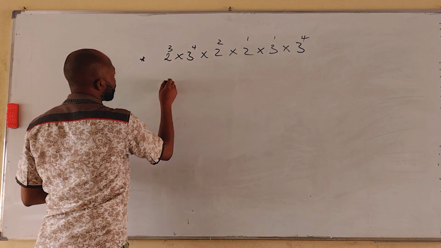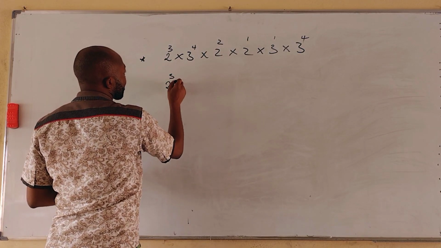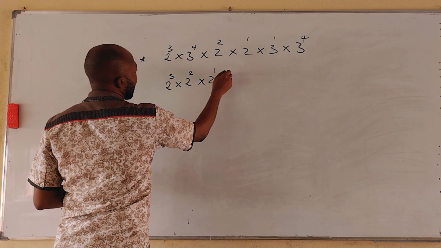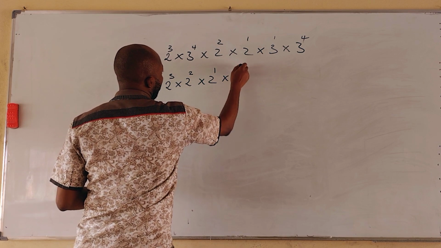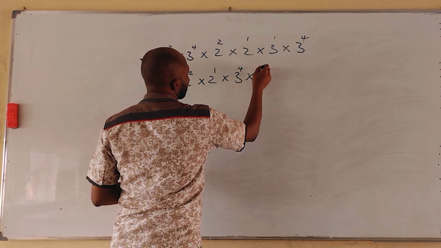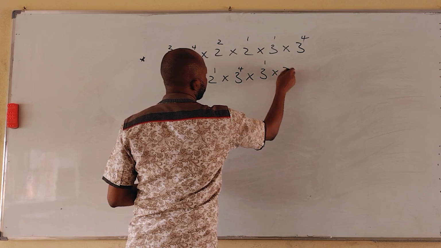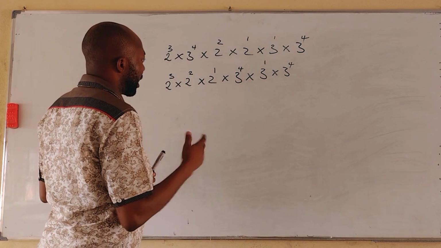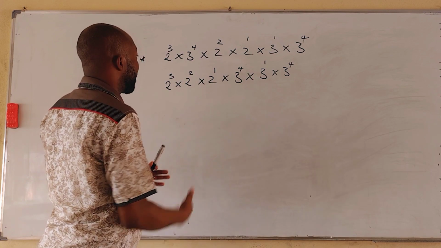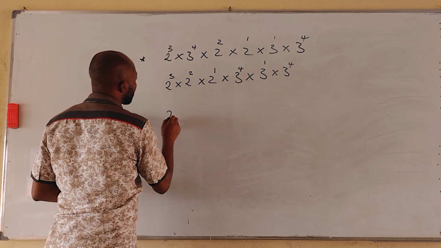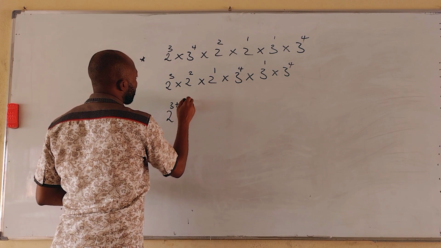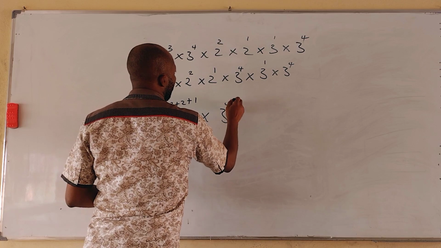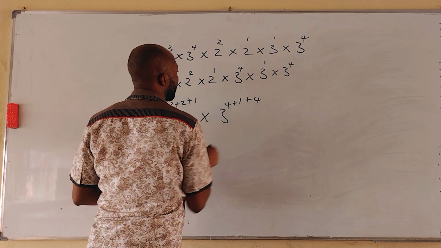So I have my 2 raised to the power 3 times 2 raised to the power 2 times 2 raised to the power 1 times 3 raised to the power 4 times 3 raised to the power 1 times 3 raised to the power 4. So with this, I have to regroup, proceed, evaluate. So here I have 2 raised to the power 3 plus 2 plus 1 times 3 raised to the power 4 plus 1 plus 4.